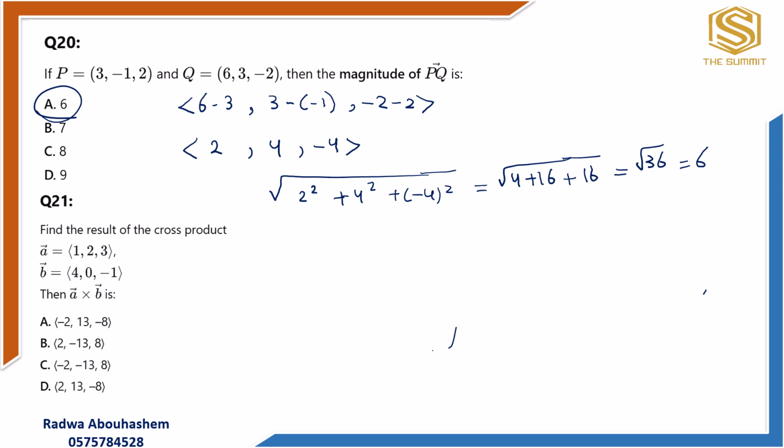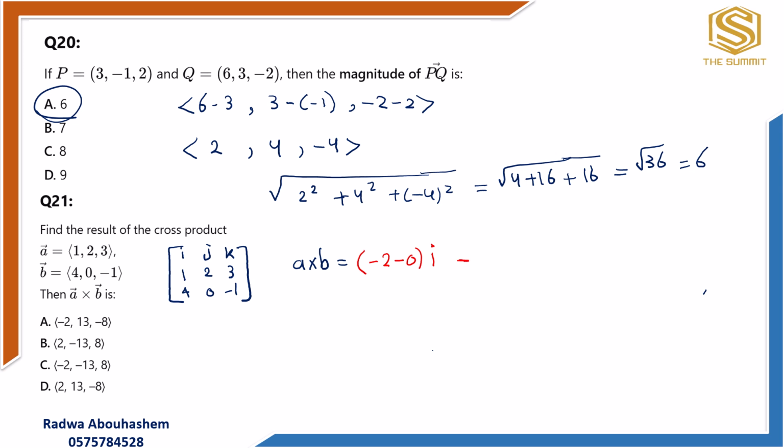Now find the result of the cross product. So this means that we're going to get the determinant. Let's get it. I put it as a matrix. Let's get the determinant now. So here, 2 times negative 1 minus 3 times 0, which is 0. So 2 times negative 1 is negative 2, and negative 2 minus 3 times 0, so negative 2 minus 0, i.